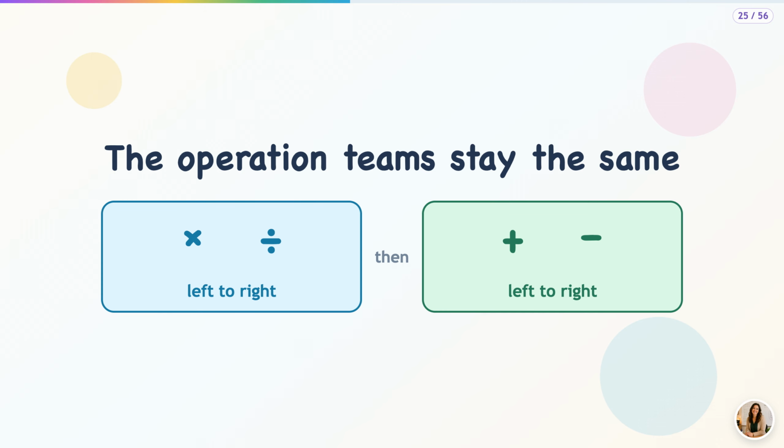After groups and powers, every name keeps the same two teams, multiply and divide together from left to right. Then add and subtract together from left to right.